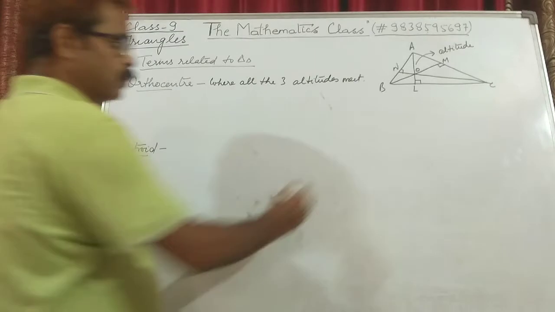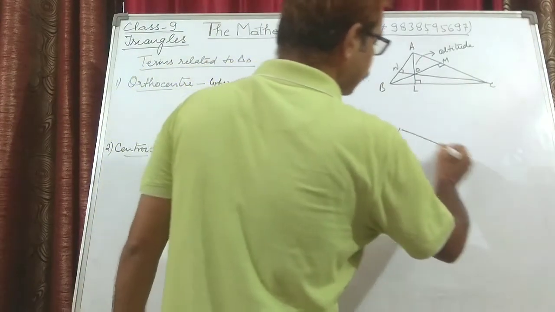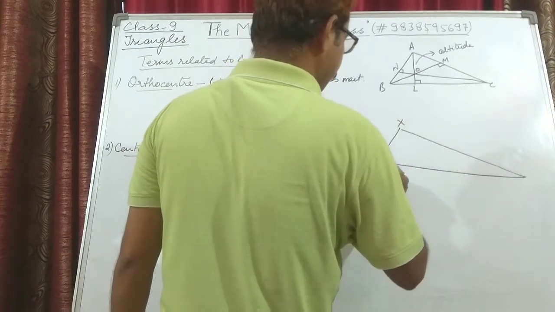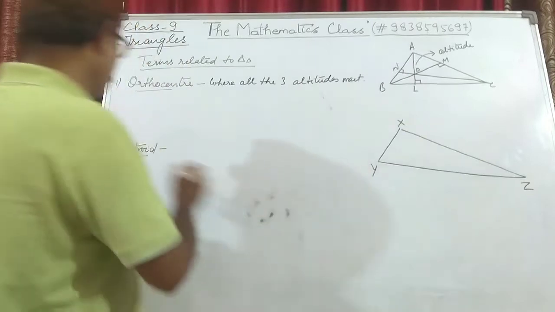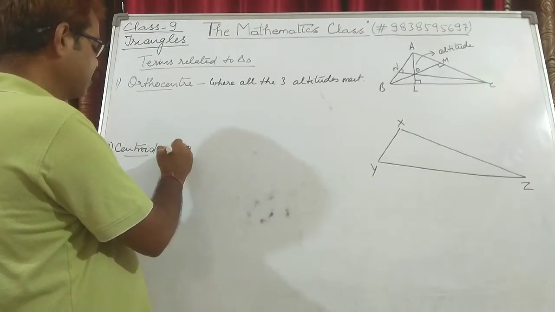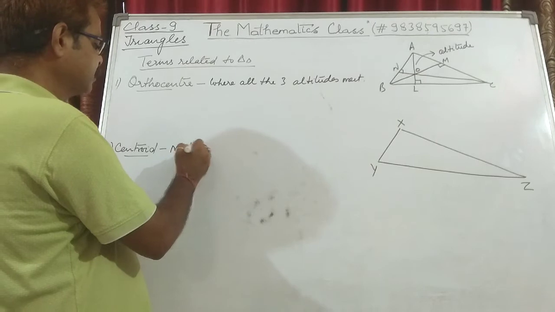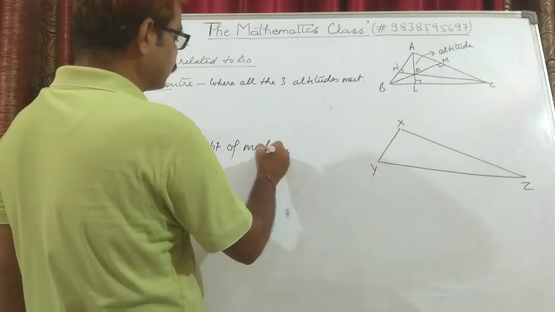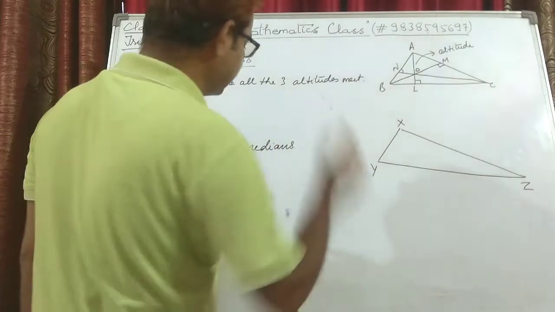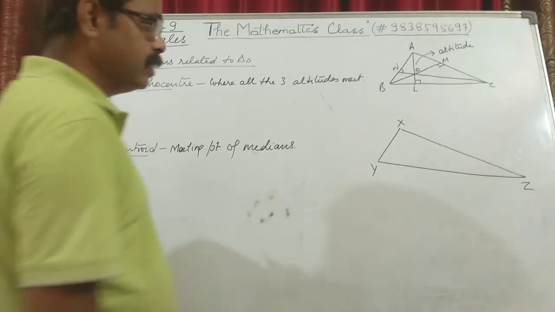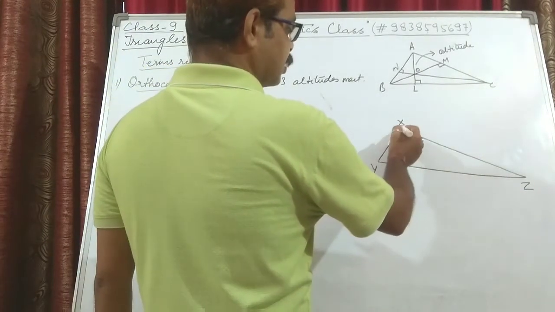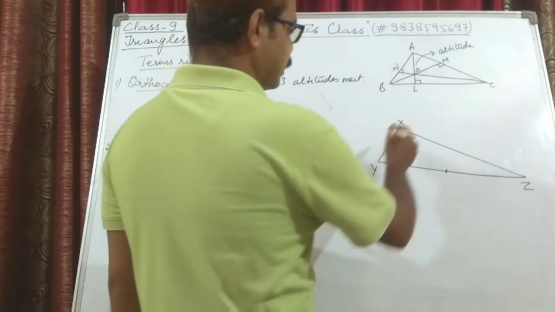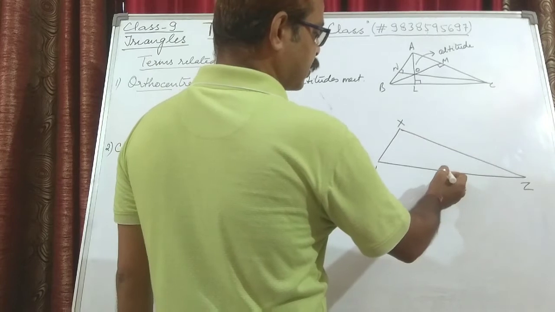Next is your centroid. What is the centroid? Where all the medians meet. Let us name the triangle X, Y, Z. So centroid is the meeting point of medians. Now what is the meaning of a median? A median is a line which joins the vertex to the midpoint of the opposite side, the base.